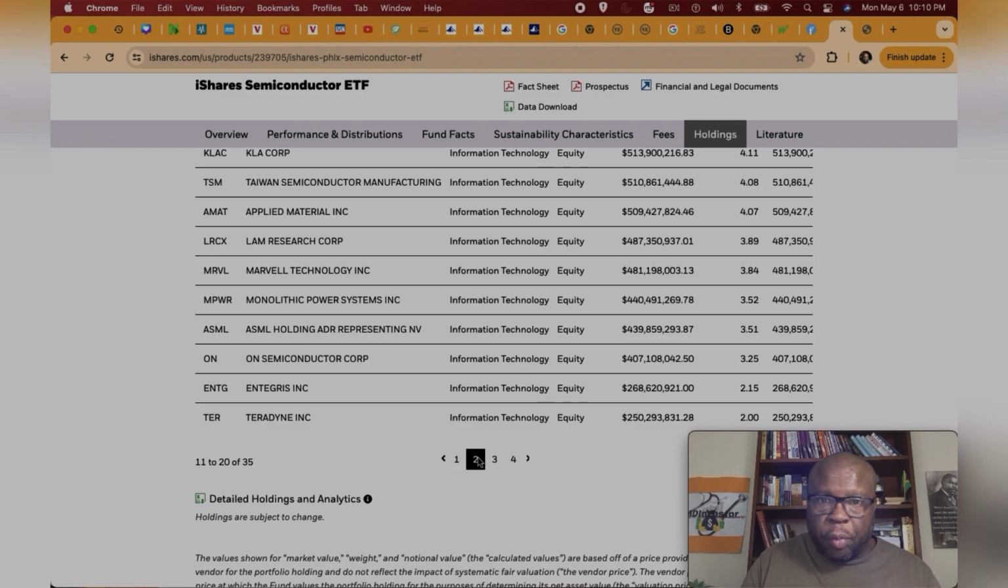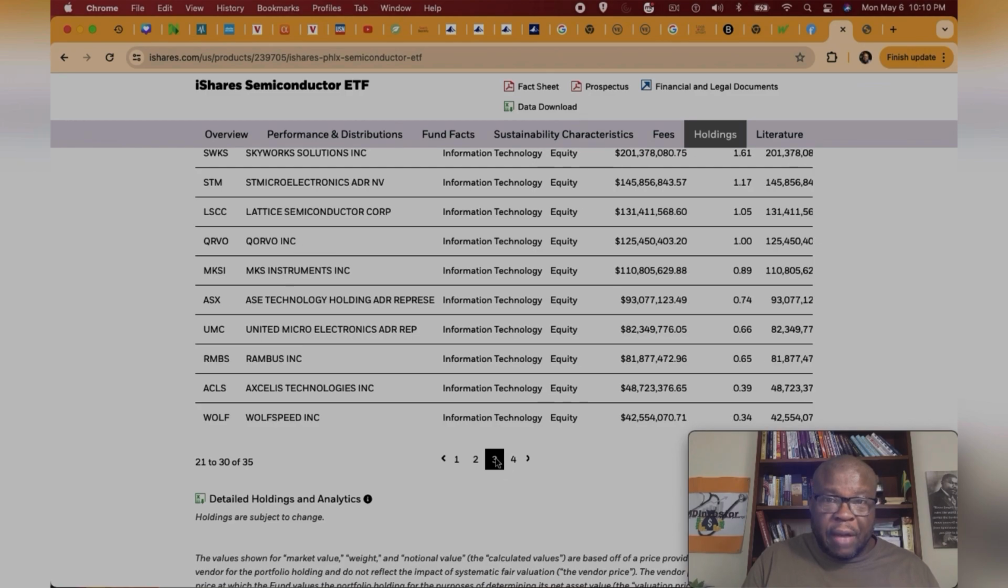And you have KLA Corporation at 4.1%. Taiwan Semiconductor, which is a foreign company, and we said this is a more U.S.-focused ETF, is only 4%. It's not as large a position as in SMH, for example, which has it at about 11%. Then you have Applied Materials, Lam Research, Marvell Technology. A lot of these we probably haven't heard of, but we are diversified. That's the main thing.